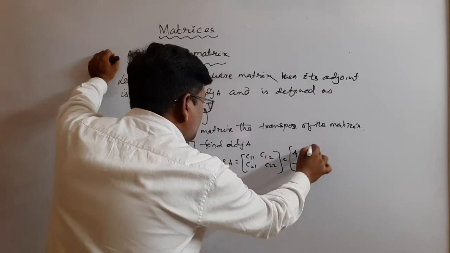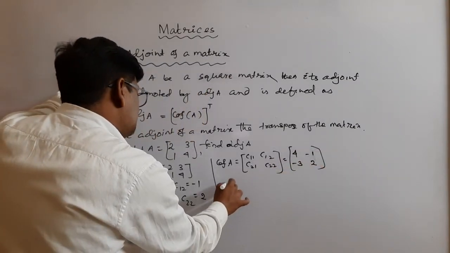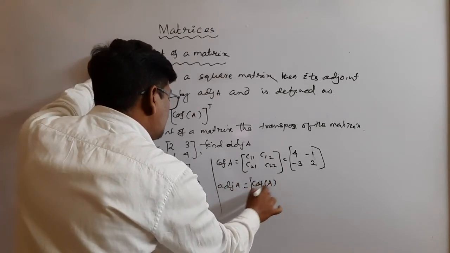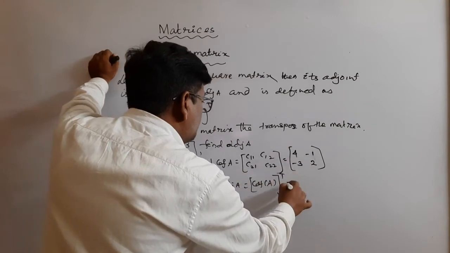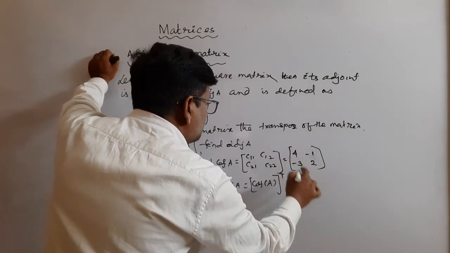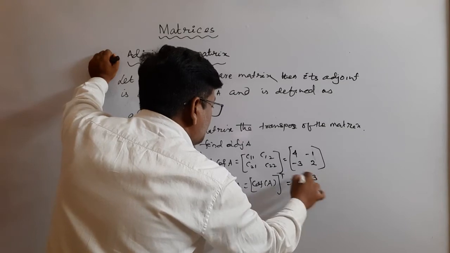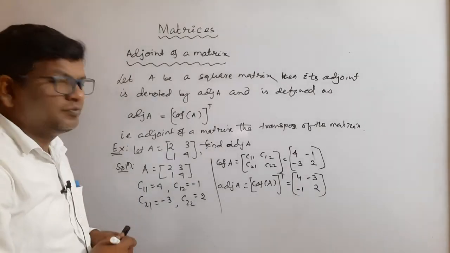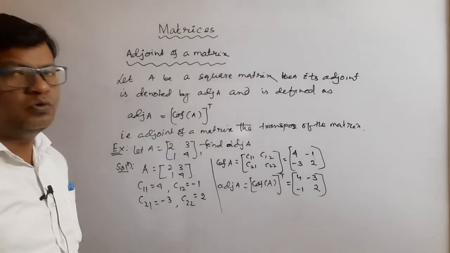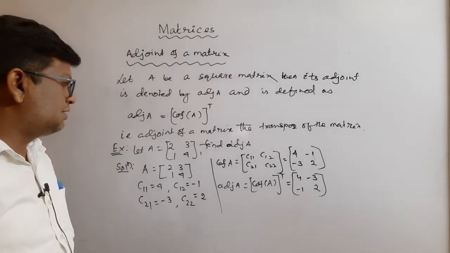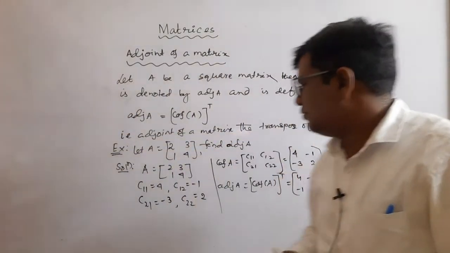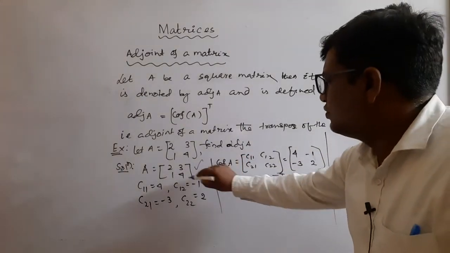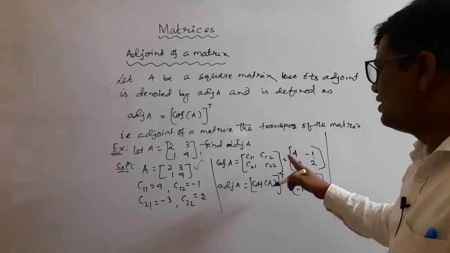Okay. Now adjoint A is equal to the transpose of cofactor A, meaning make rows into columns. So 4, minus 1, minus 3, 2. This is adjoint A. This is for order 2. Here there is one trick: this is A, so the diagonal entries 2 and 4 are interchanged.